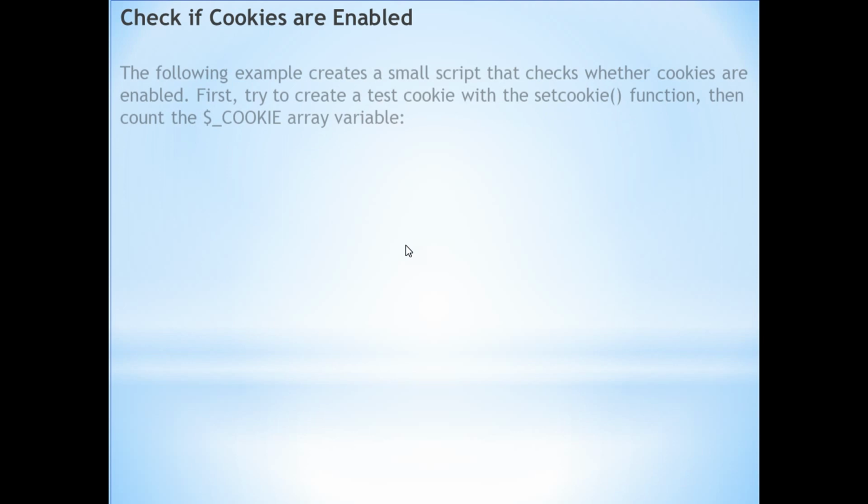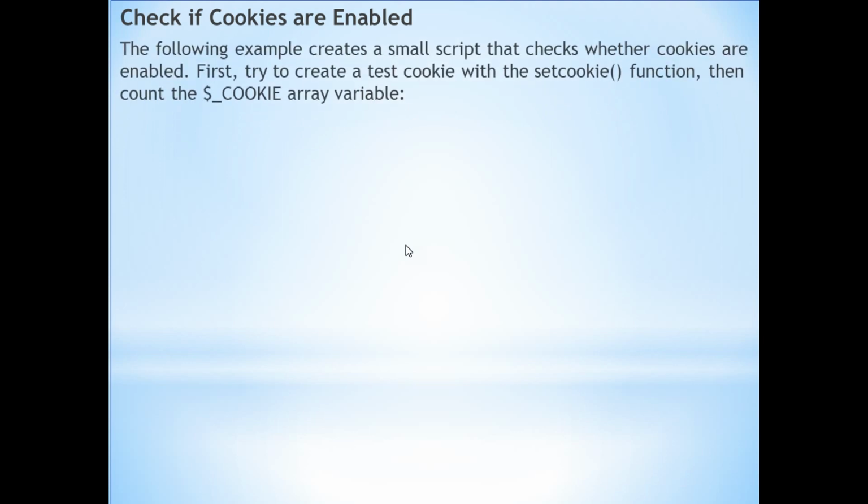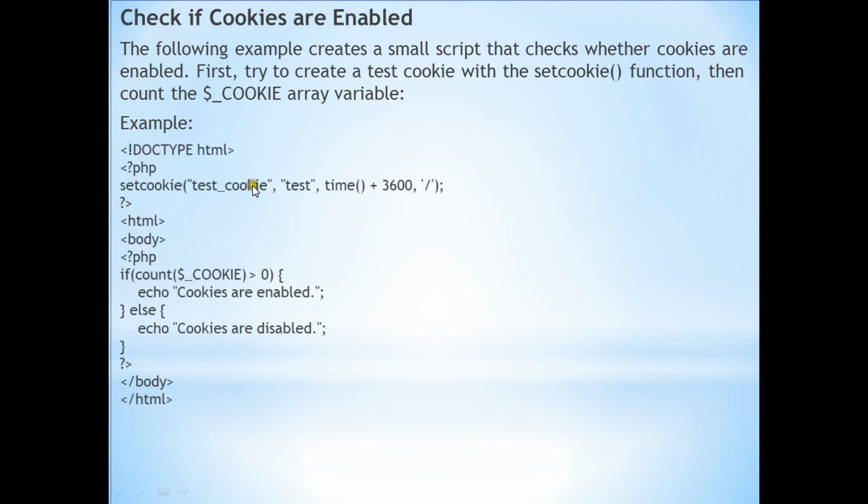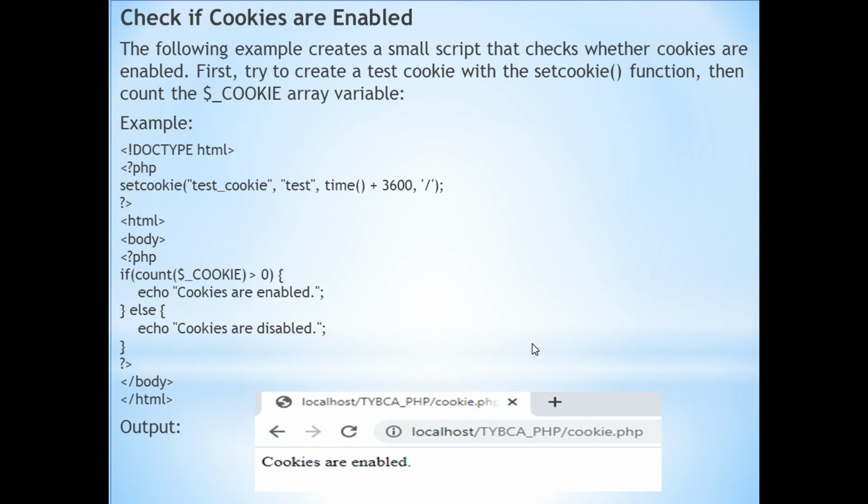Check if cookies are enabled. The following example creates a small script that checks whether cookies are enabled. First try to create a test cookie with the setcookie function, then count the $_COOKIE array variable. So first create a test cookie, time plus 3600. In the HTML body, if count of $_COOKIE is greater than 0, cookies are enabled, else cookies are disabled. The output will be: cookies are enabled.